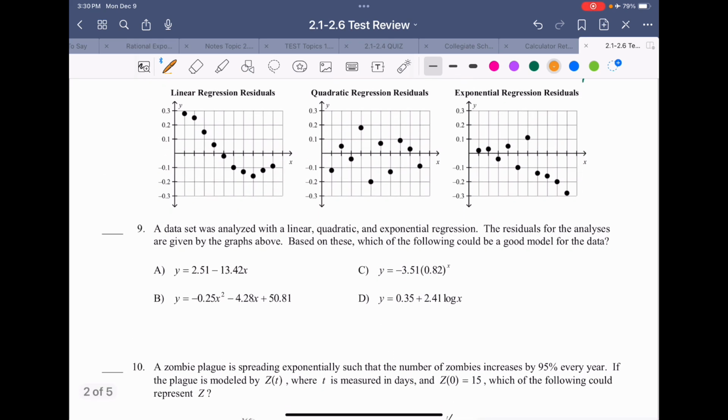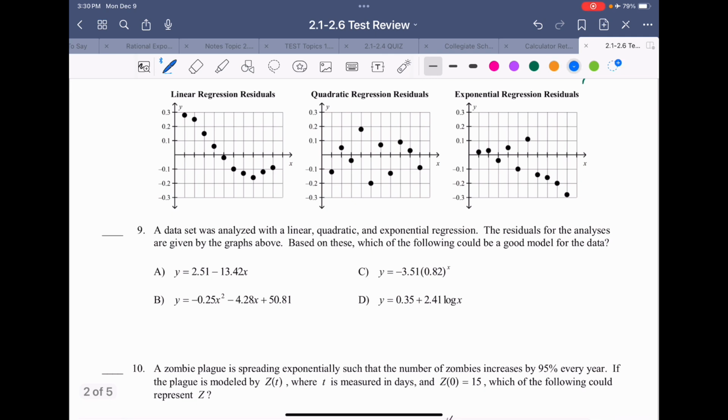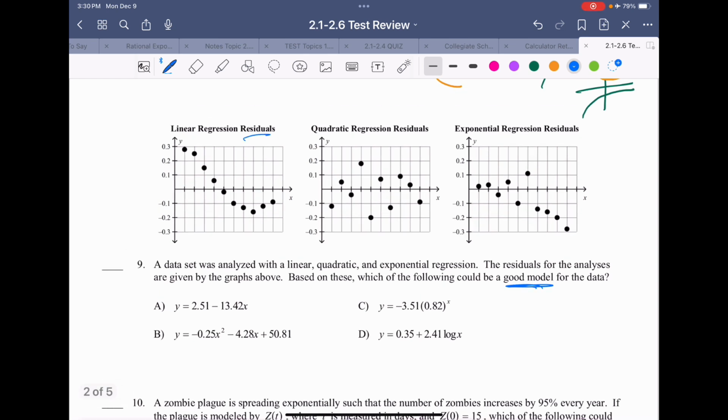All right, number 9. I really like number 9 because I've had a lot of questions on this. It says a data set was analyzed with a linear, quadratic, and exponential regression. The residuals for the analyses are given by the graphs above. Based on these, which of the following could be a good model? So, good model. Remember, we want to pay attention to what we're looking at. These are residual graphs for all 3 of these. So just by looking at this, which one is the best?